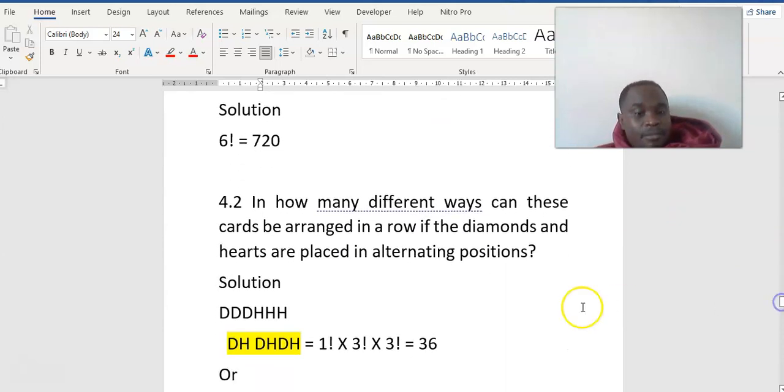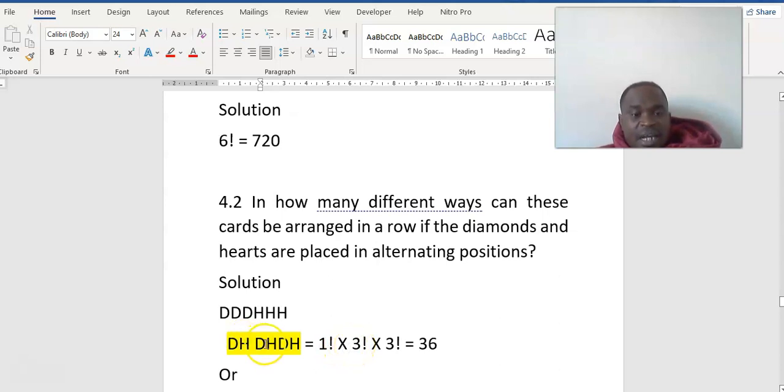So here we have the diamond and heart. So we have diamond, heart, diamond, heart, diamond, heart. That's the meaning of alternating. Diamond comes, heart must follow, like that. So here you count all of them as 1 block, 1 factorial. And how many diamonds do we have? They can swap. This diamond may come first and this may come second, and it follows like that. So we have 1, 2, 3, 3 factorial.